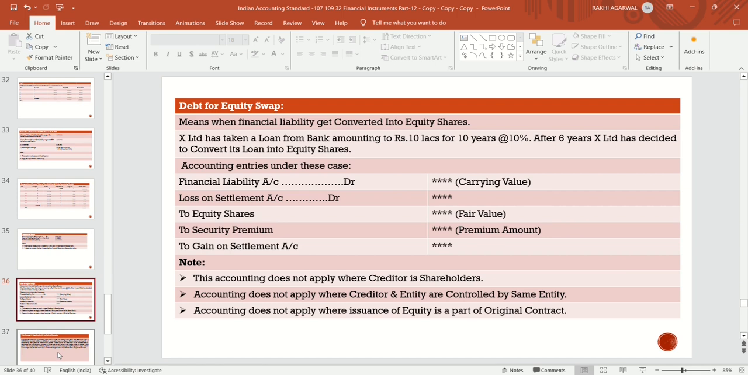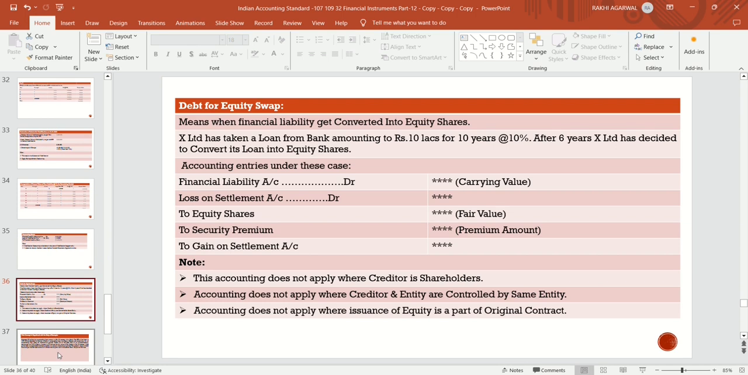But after 6 years, X Limited has decided to convert that loan into equity shares because it has a finance crunch and is not able to pay the balancing amount to the bank. So it decided that it will issue its shares to the bank for the balancing amount.